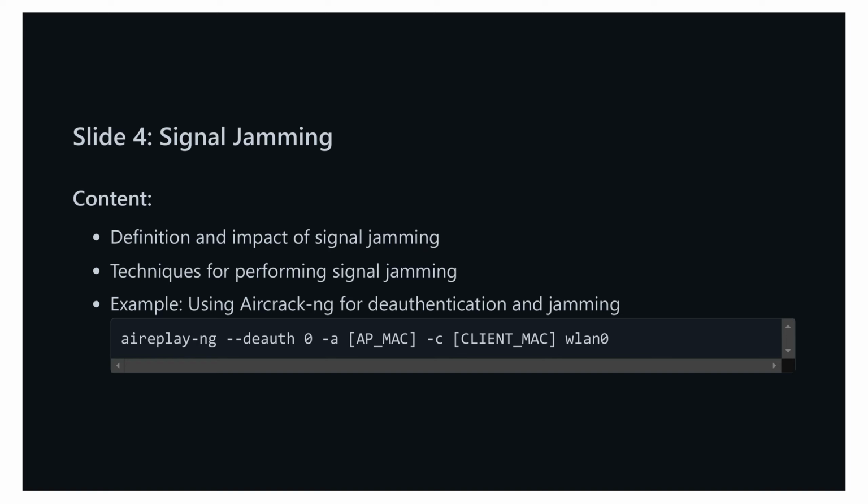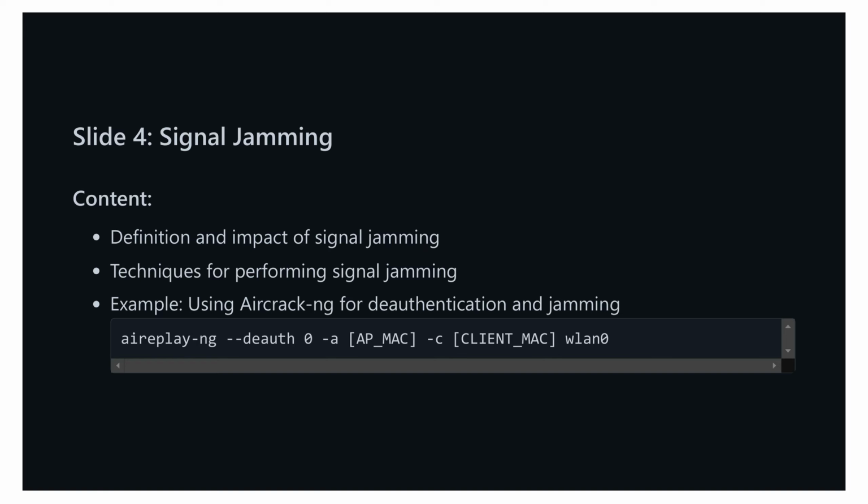Shell: aireplay-ng --deauth 0 -a <AP MAC> -c <client MAC> wlan0. In this command, --deauth 0 tells the tool to send deauthentication frames indefinitely. -a <AP MAC> specifies the MAC address of the target access point. -c <client MAC> specifies the MAC address of the client you want to target. wlan0 is the network interface used for the attack.